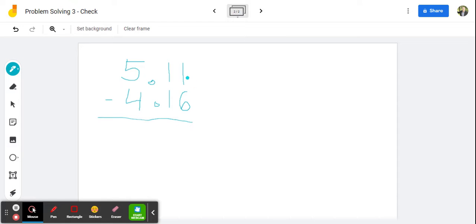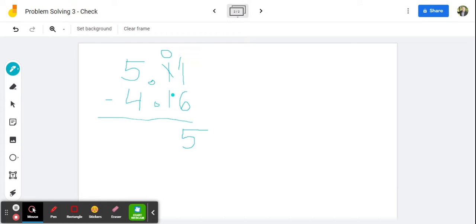Well, we have 1 subtract 6. If we have 1, we don't have enough to subtract 6. So we have to ask our neighbor. Let's knock on the door. Oh, he has 1. And we can take 1 from here. So this will go to 0. And we'll make this into 11. 11 subtract 6 is 5.